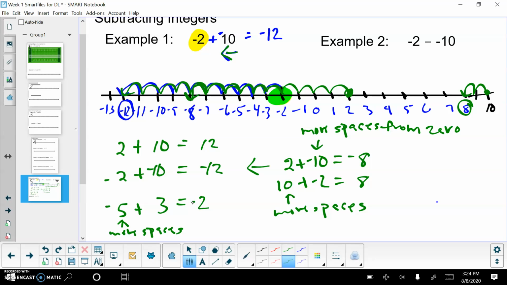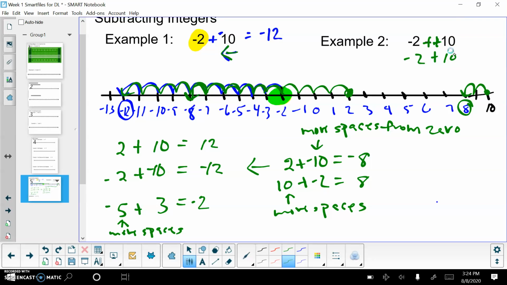So now we're going to look at example 2. Now we've got a minus. Remember, if you've got a minus, you can change that to addition, but you have to attach a negative. Well, if I change this to addition and I attach a negative, then it's like I've got a double negative here, and a double negative actually makes a positive. So now I've got negative 2 plus 10. And if you want to rewrite it without all the pluses, it would look like that.